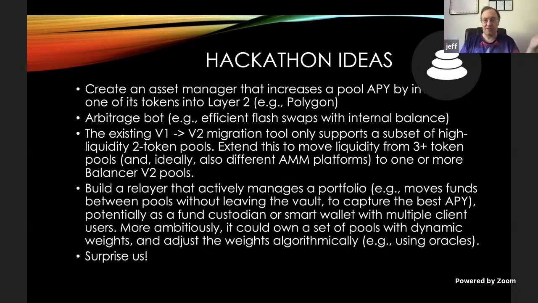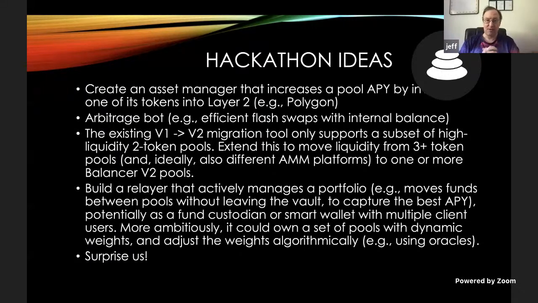All right, but what about all the other pools? There's a ton of other V1 pools, most of which could be migrated in some form. There's some that can't, but most of them can. So you could extend this. What if you have a 2 token pool that doesn't have an equivalent? What if you have a 5 token pool or 8 token pool?